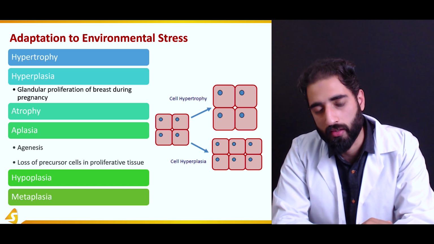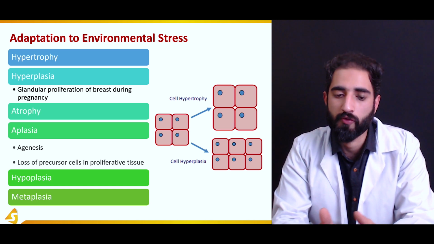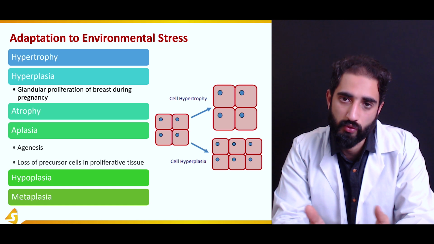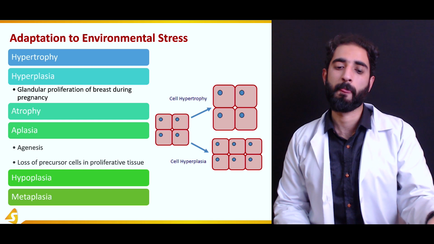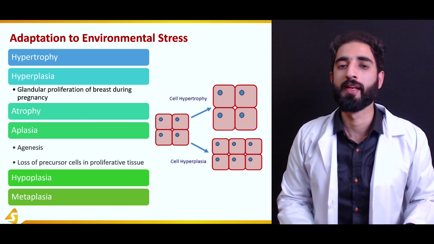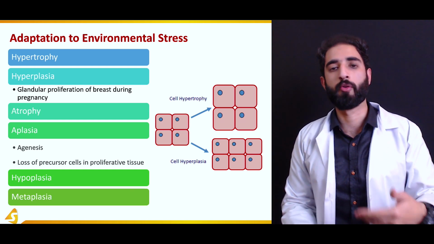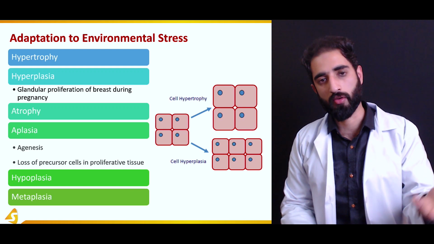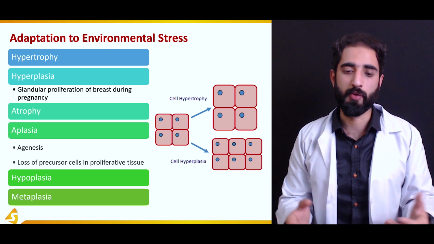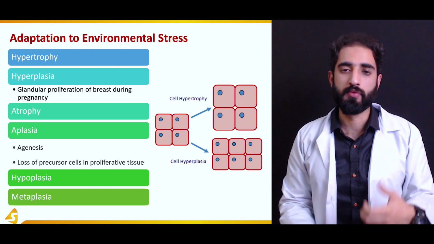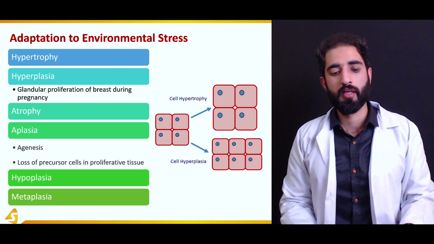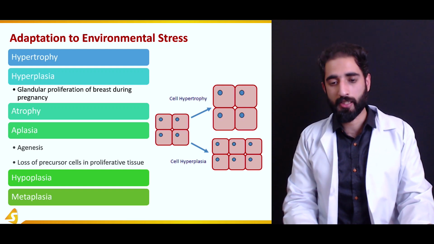Or it can also occur after birth, in which there is loss of precursor cells in proliferative tissues. Let's take the example of bone marrow, in which there is absence of proliferative tissue, and then the hematopoietic function of the bone marrow would not be able to occur because of the aplasia, or the diminished ability to divide.